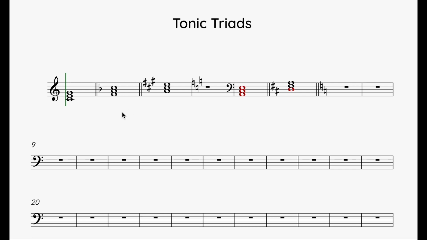Right? So just be careful, watch the clef, make sure you know your key signatures, know your scales, and know the names of the notes on each of the clefs, and you'll be fine.